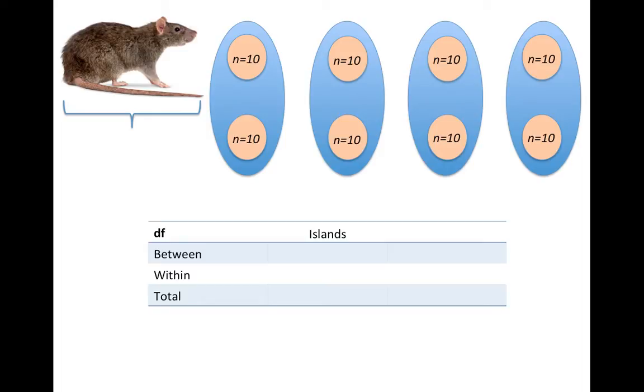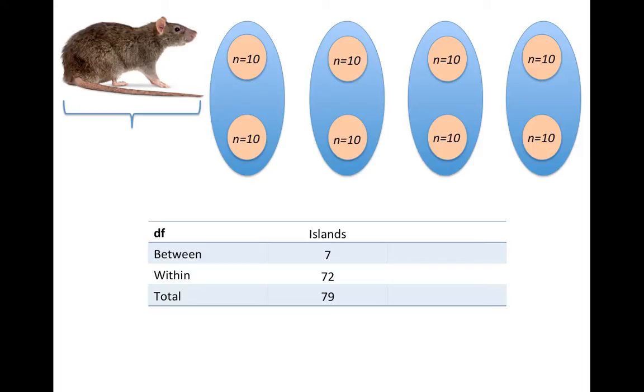So if we start to look at the question, are the tail lengths the same on different islands? We have a total number of degrees of freedom, that is 79. Our total sample is 8 times 10, which is 80, minus 1 is 79. And we had 8 islands. That gives us 7 degrees of freedom. And the degrees of freedom have to sum up to the total. And that means that our within component will have 72 degrees of freedom.